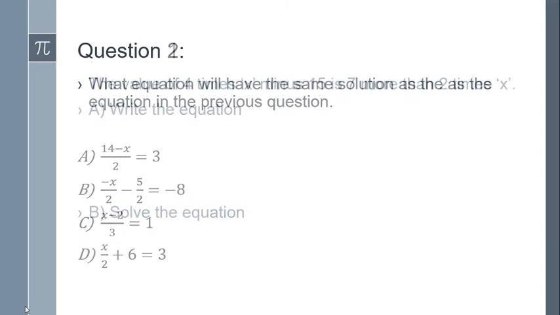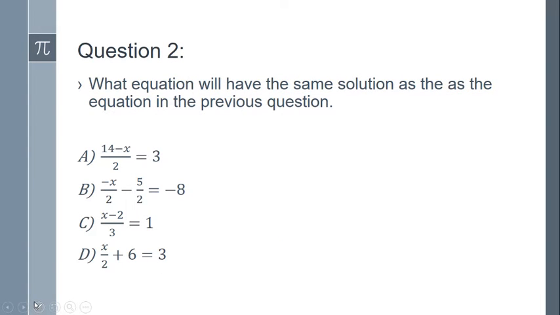So question number 2. What equation will have the same solution as the equation in the previous question? We have to look back at question 1 and recall that we got the answer x equals 11. So what this is asking is which one of these equations gets 11 for an answer when I solve it. That's what question 2 asks you in the project. There's more than one way to do it.